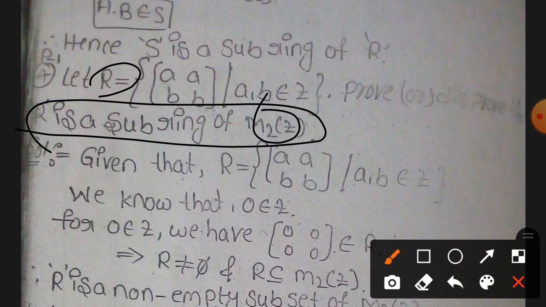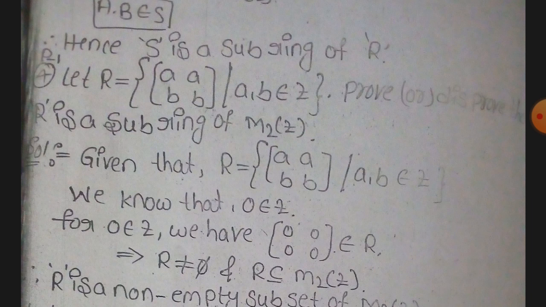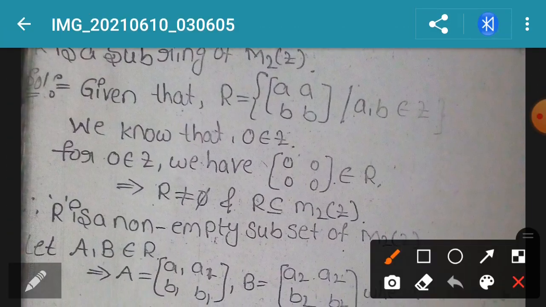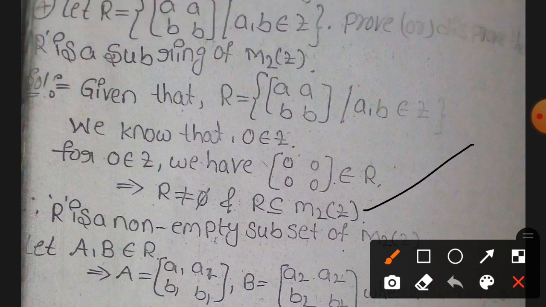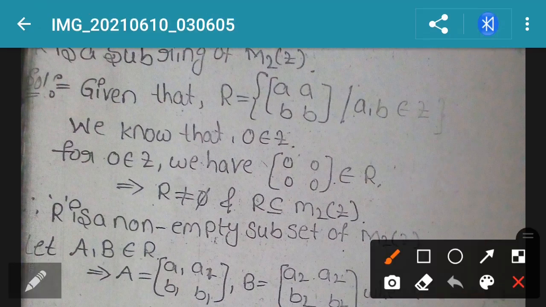What do we have to do for a subring? First of all, we have to say it is not empty, and it is a subset. After that, we prove the theorem: x minus y, and x times y, are in the subring. Here it is a comma b. We choose elements only different, but the condition is the same.